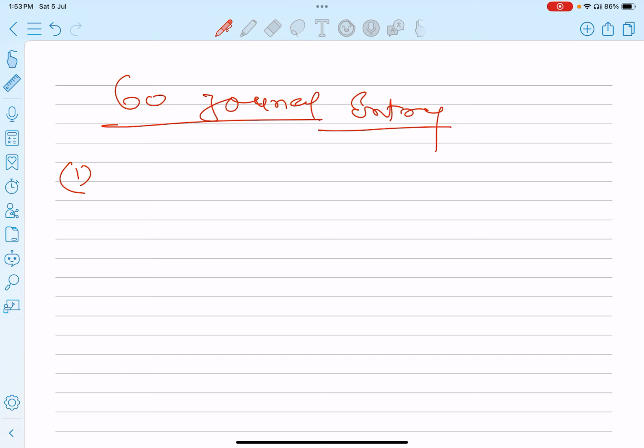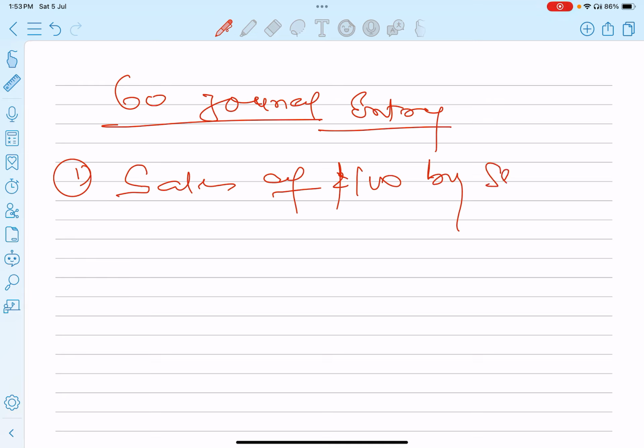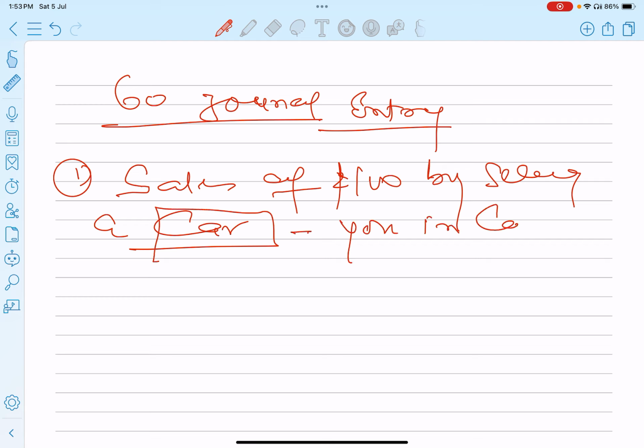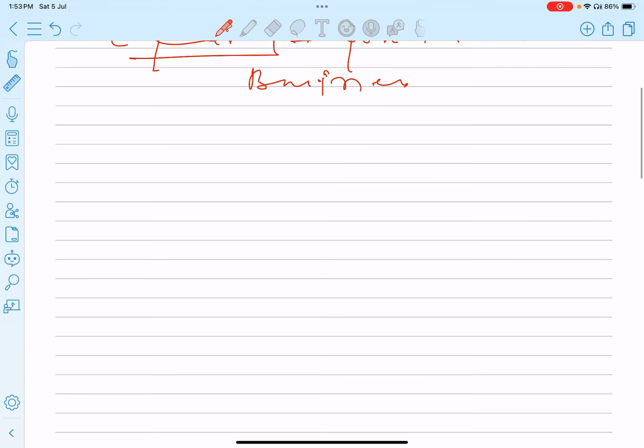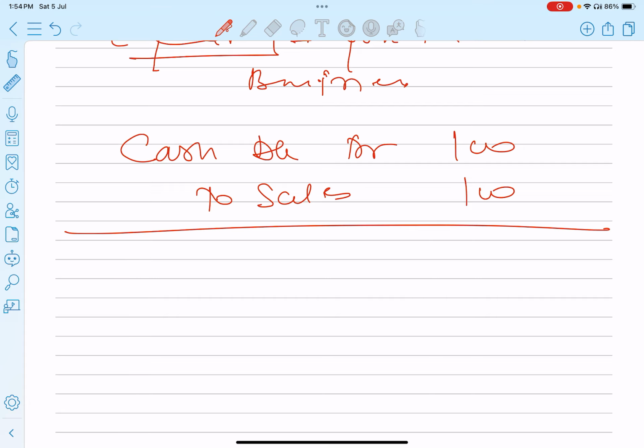The first journal entry: you did a sale of 100 dirhams by selling a car, and you are in the car business. What entry will you do since you receive cash? You will do the entry: cash account debit to sales, 100. The first entry is completed.